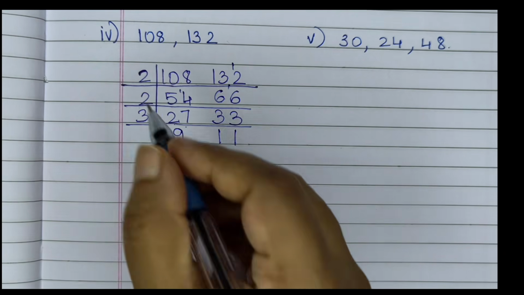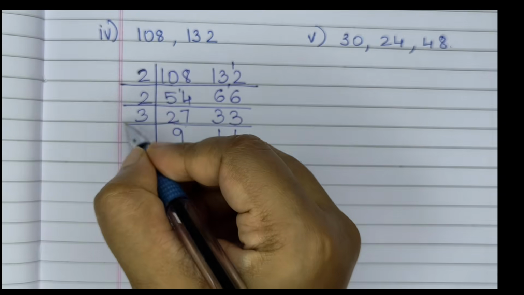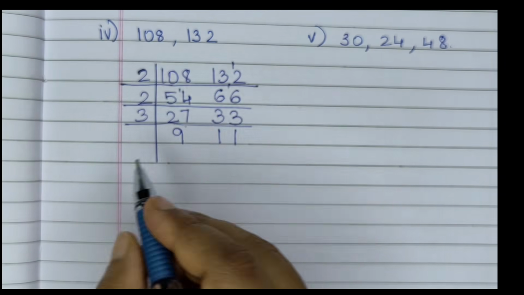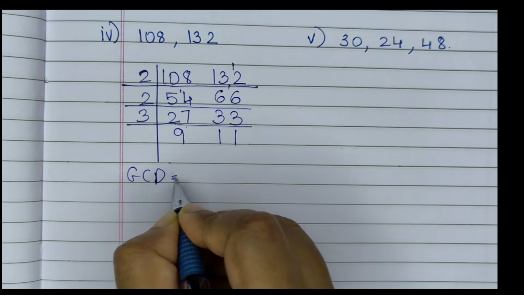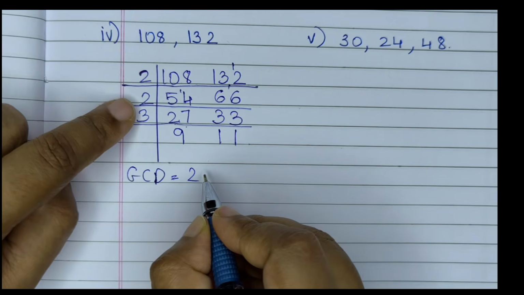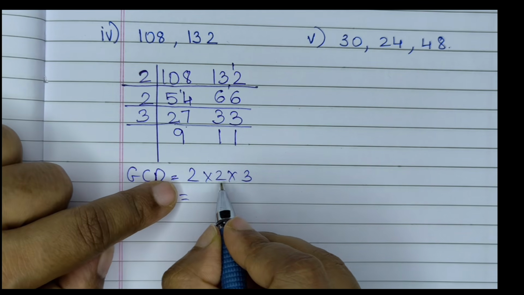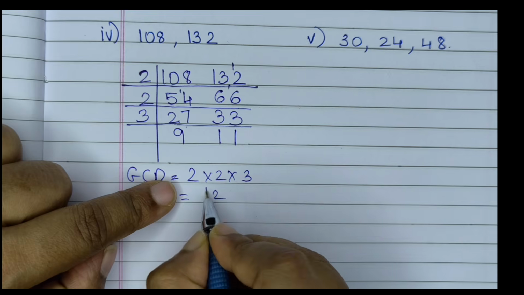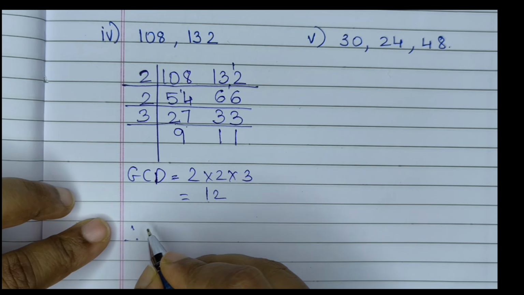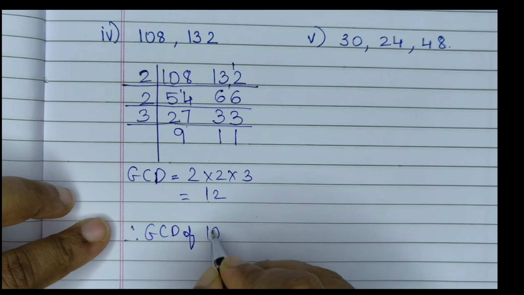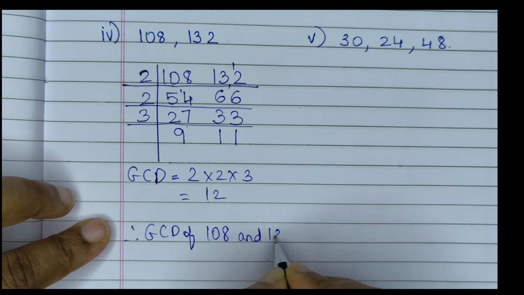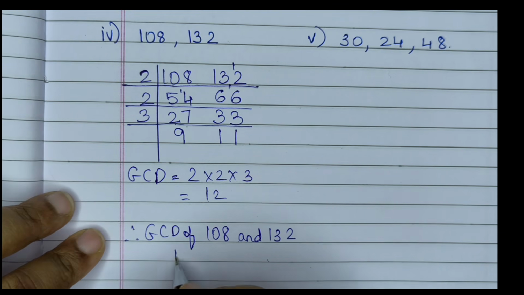Understood? So GCD will be the multiplication of these factors, the product. So GCD is equal to 2 into 2 into 3. That is 2 2s are 4, 4 3s are 12. So therefore GCD of 108 and 132 is 12.